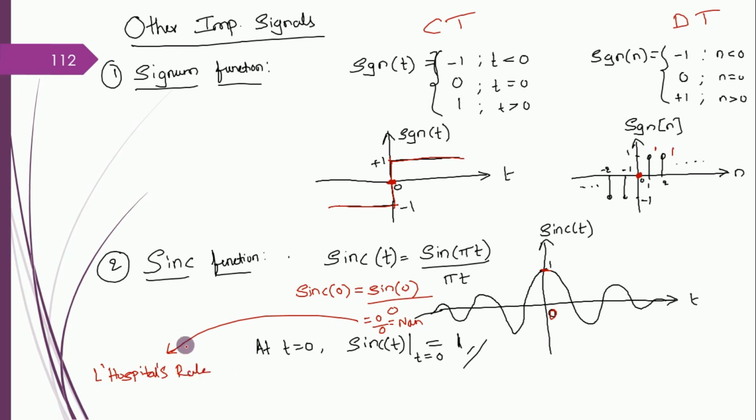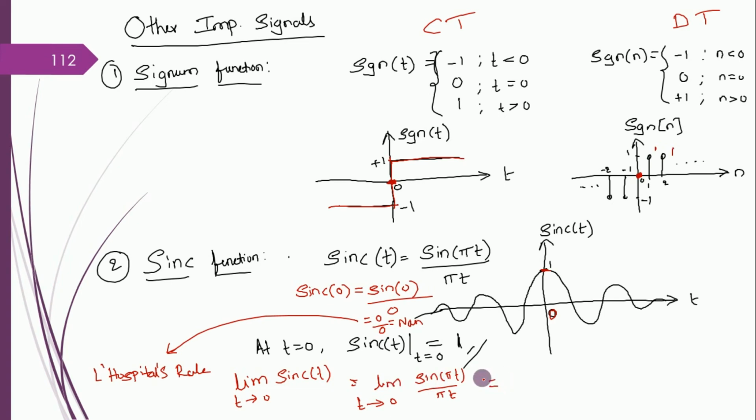L'Hospital's rule. What does L'Hospital's rule say? In this case, what you need to do is take the limit as t tends to 0. As t tends to 0, what is the function for our analysis? Sinc of t. So what you are supposed to do is take the limit as t tends to 0 of sine pi t divided by pi t. So it will result in 0 by 0 form.